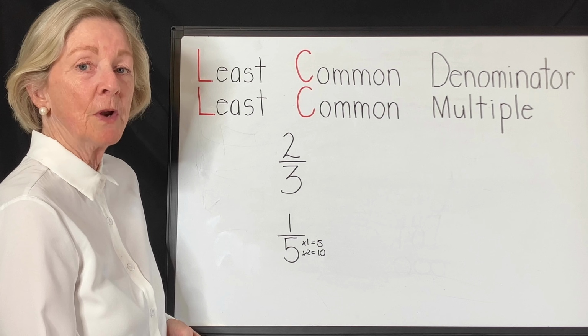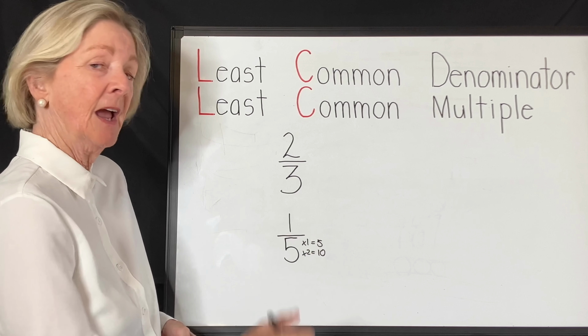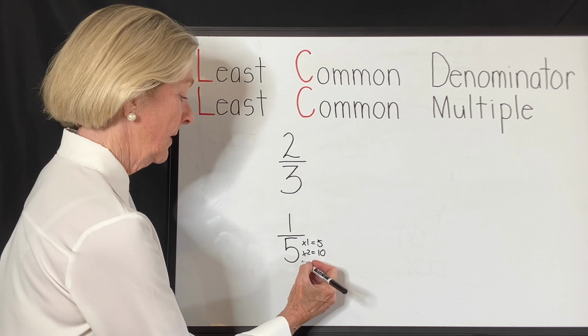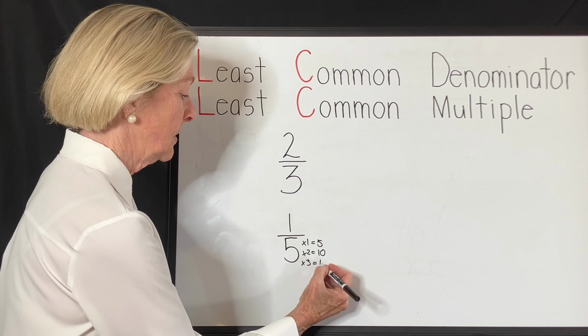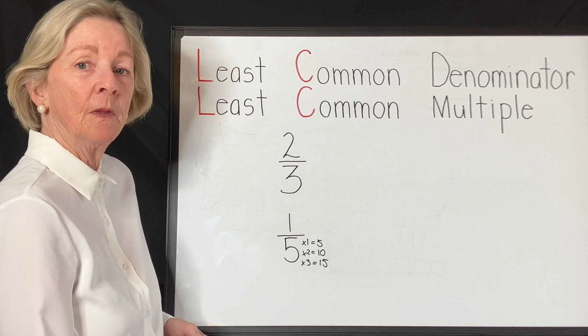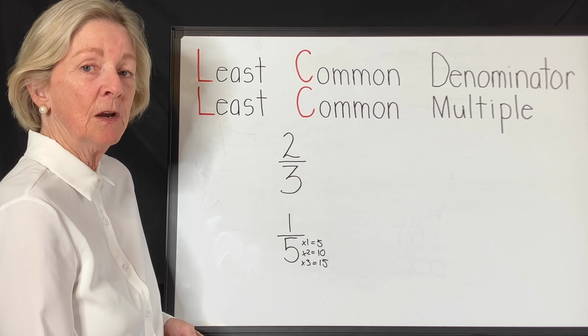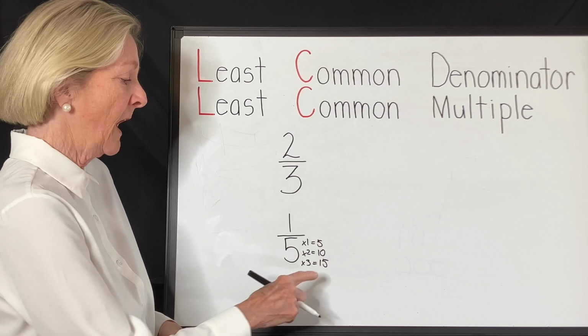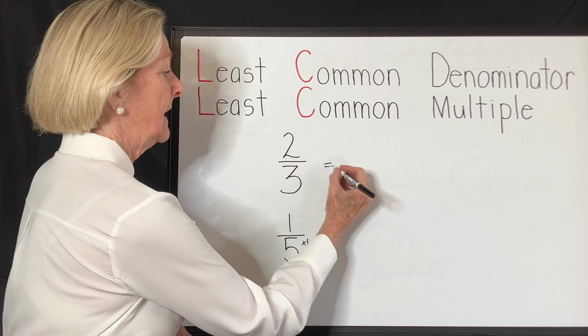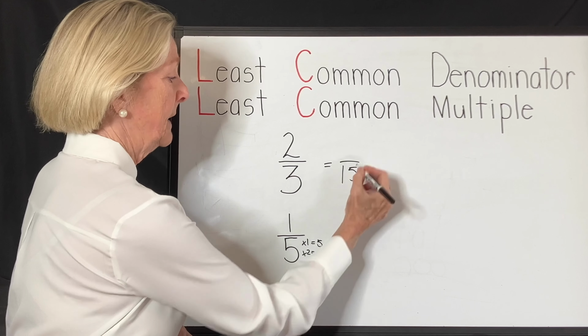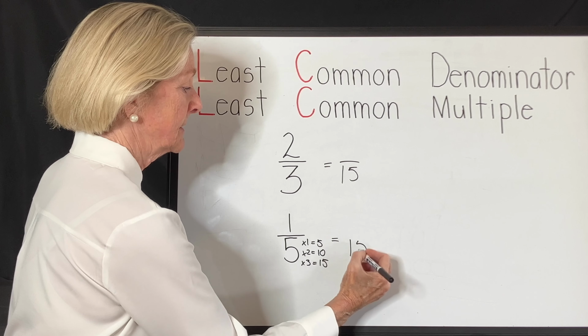There is also no whole number we can multiply 3 by to get to 10, so we move on to 5 times 3, which equals 15. There is a whole number we can multiply 3 by to get to 15, 5. 3 times 5 equals 15, so 15 will be our common denominator for these two fractions.